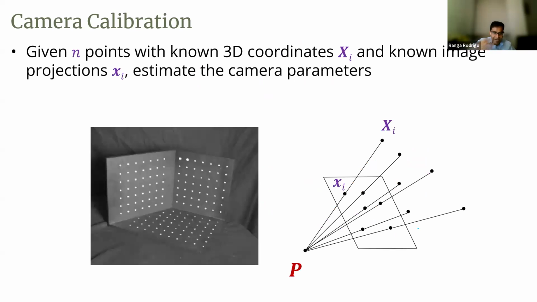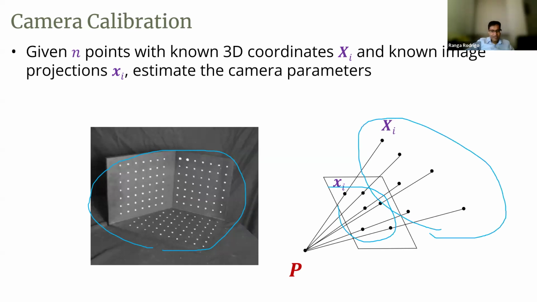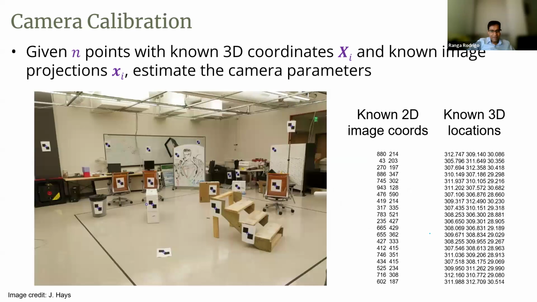Okay, so given n points with known 3D coordinates, for example, if you're using an object like that, these objects are specially made for camera calibration, with known 3D coordinates X_i and known image points. So we can take an image, find the x's, and since we know these 3D coordinates, we can estimate the camera parameters.